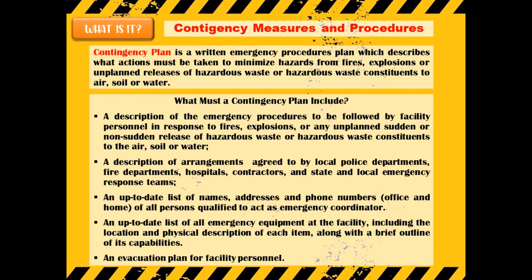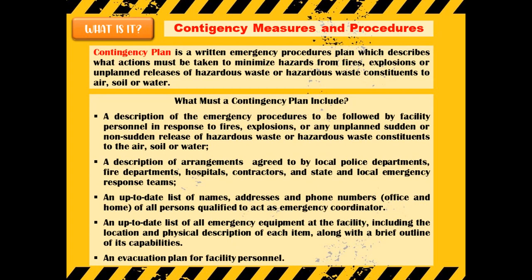Contingency measures and procedures. A contingency plan is a written emergency procedure plan which describes what actions must be taken to minimize hazards from fires, explosions, or unplanned releases of hazardous waste or hazardous waste constituents to air, soil, or water. What must a contingency plan include? A description of the emergency procedures to be followed by facility personnel in response to fires, explosions, or any unplanned sudden or non-sudden release of hazardous waste or hazardous waste constituents to the air, soil, or water.